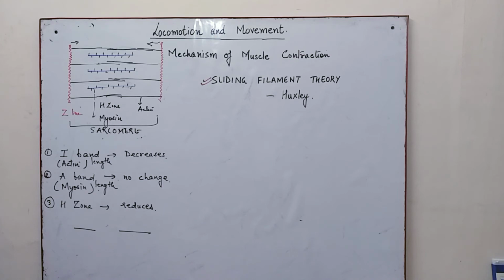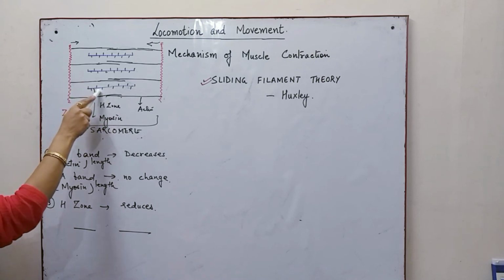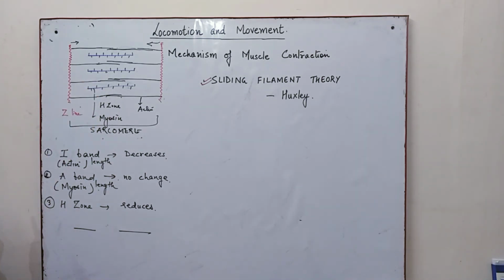So you can understand this sliding filament theory here, since the actin fibers are sliding past the myosin fibers. It is a very smooth movement. Suppose this black is the sliding actin fiber and red is the myosin, then the actin fiber slides past it, and therefore it is referred to as the sliding filament theory.